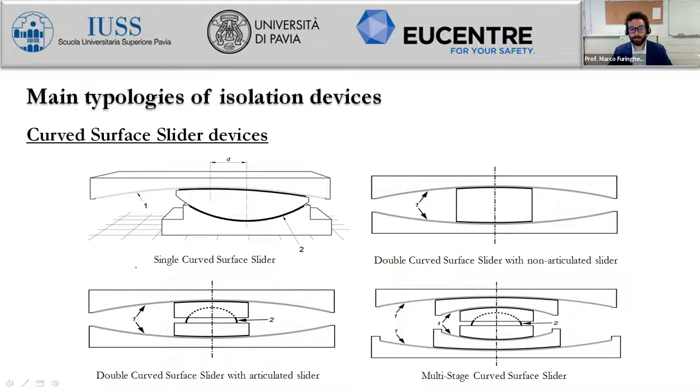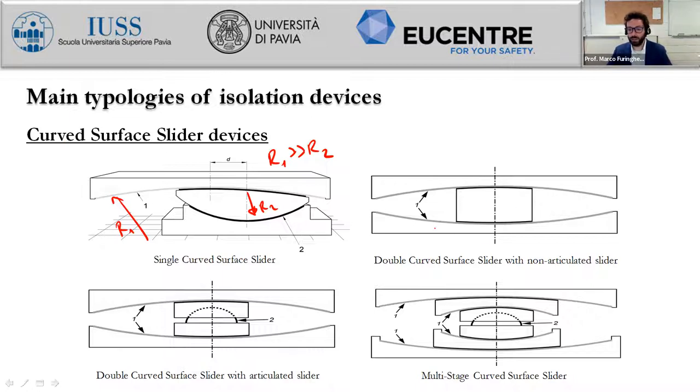And these are the typologies that can be found in real practice. Depending on the number of sliding surfaces, we have here a single curved surface slider. And you see there are two sliding surfaces. So why is it called a single curved surface slider? Well, just because the first sliding surface has a radius of curvature which is much higher than the second one. So this is R1 and this is R2. R1 is much higher than R2, and consequently, in the overall motion, the governing sliding surface is the first one. So the sliding surface with the maximum radius of curvature is the one which rules the motion.